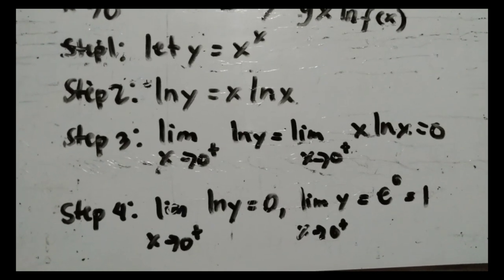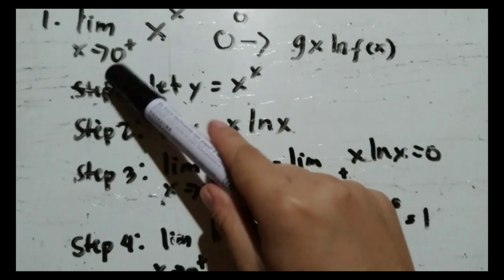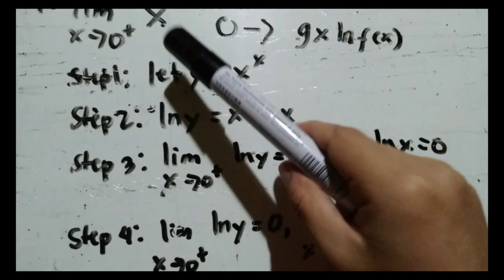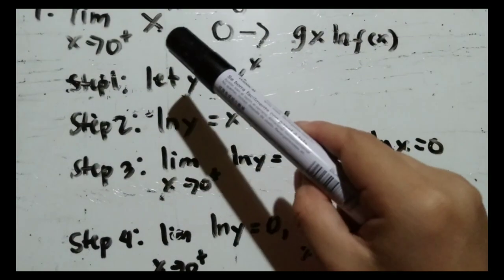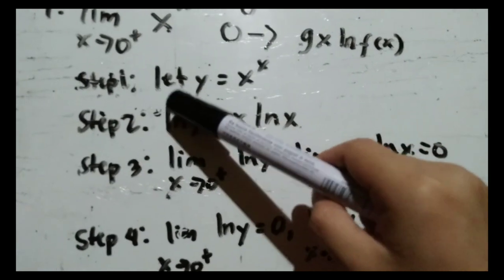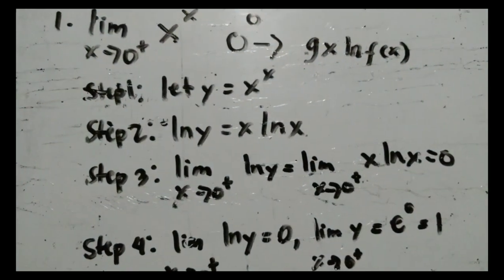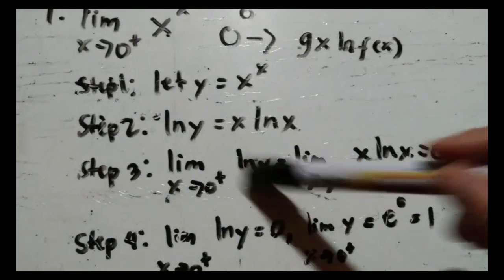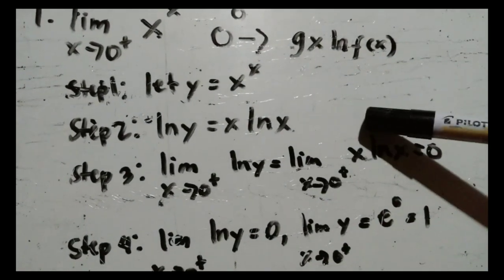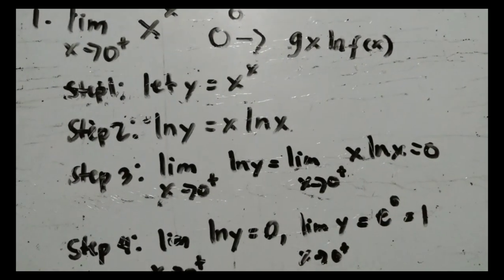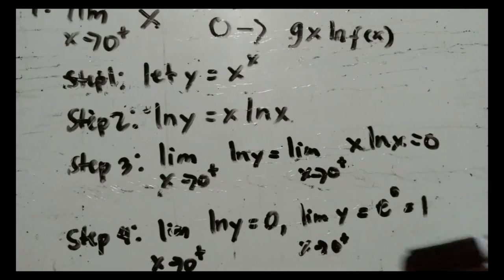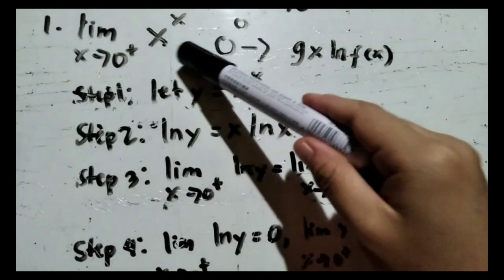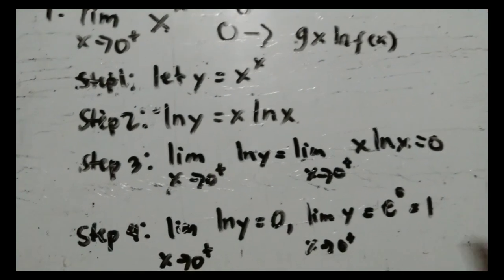So that's it. We are going to use these steps for us to come up with the right answer. So the limit as x approaches 0 from the right side of x raised to x is equal to 1.